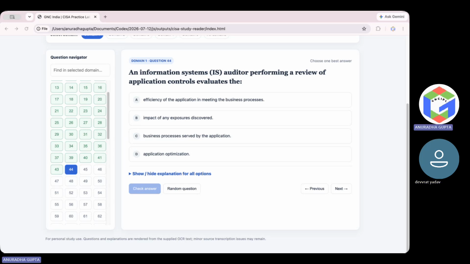Because any system will work efficiently only if it is healthy, right? If the system is not healthy, how will it work efficiently? You got my point. So if any exposure is identified, that will be a critical thing. You need to first understand that, and you need to remediate that first. Then later on, you have another option basically.